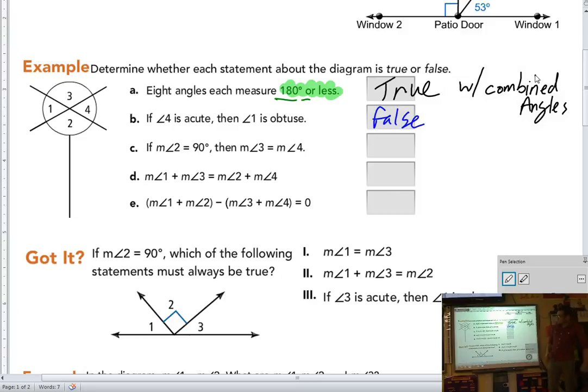Sean, C. False. If 2 is 90, so if this was a right angle, then 3 equals 4. Let me redraw this for a second.